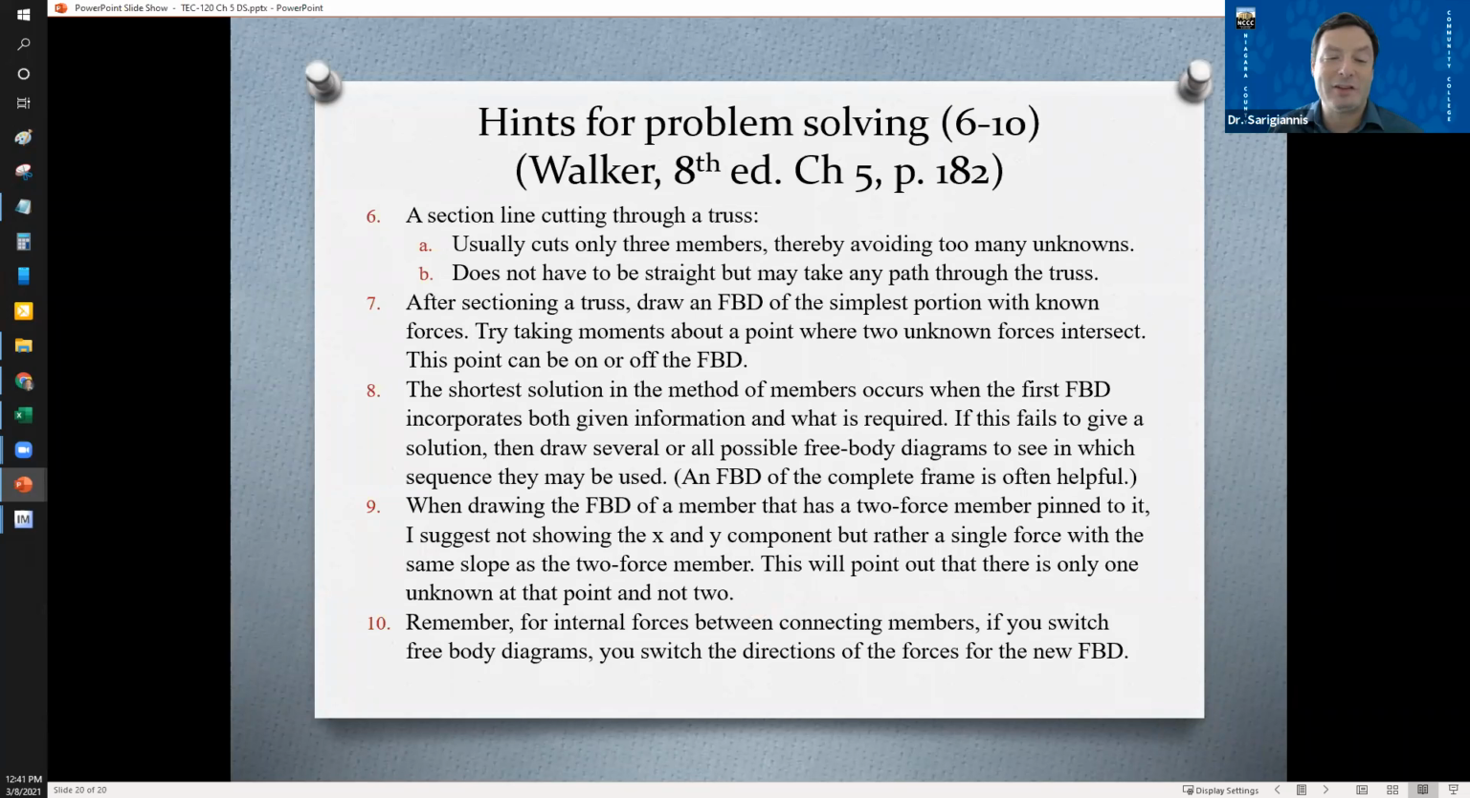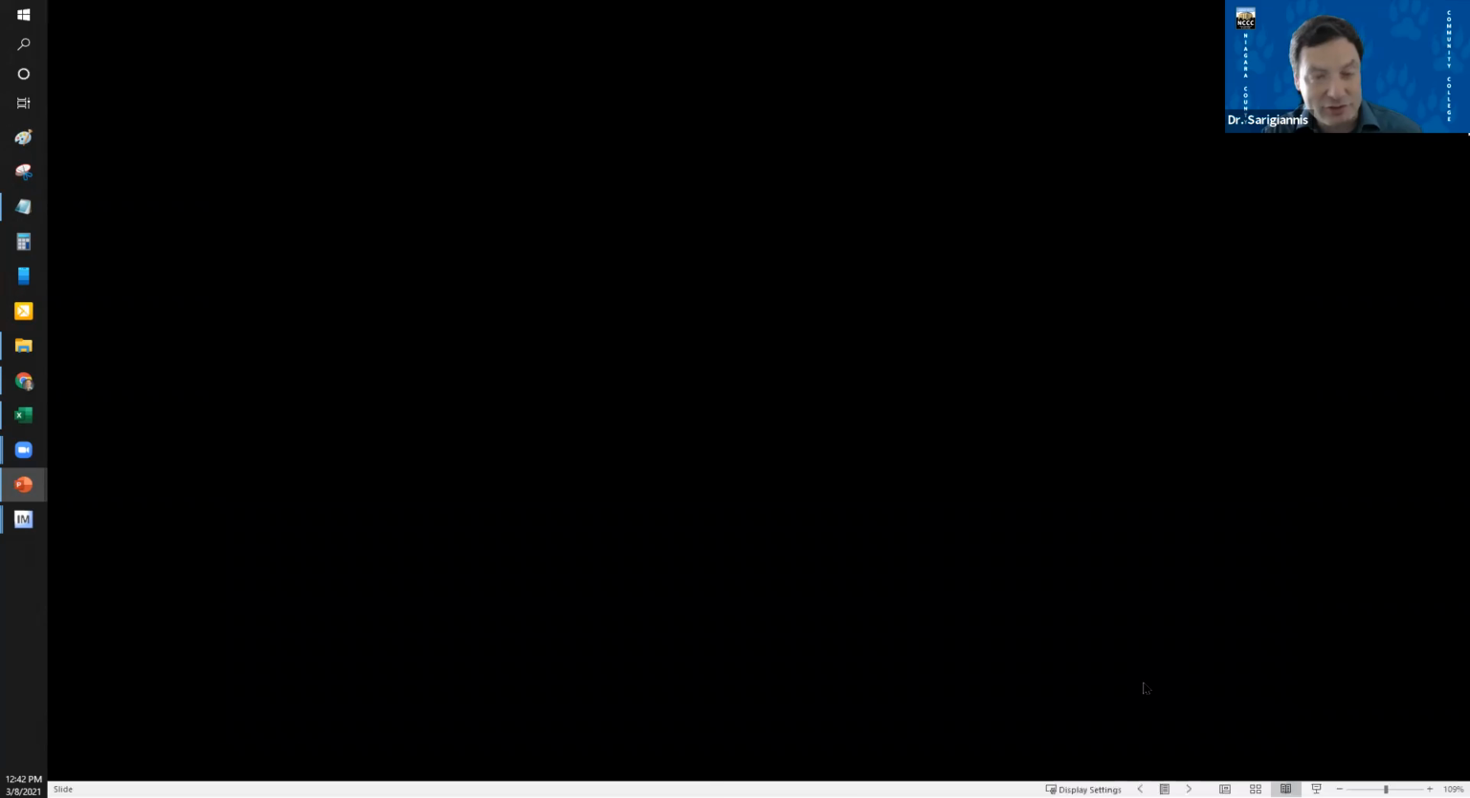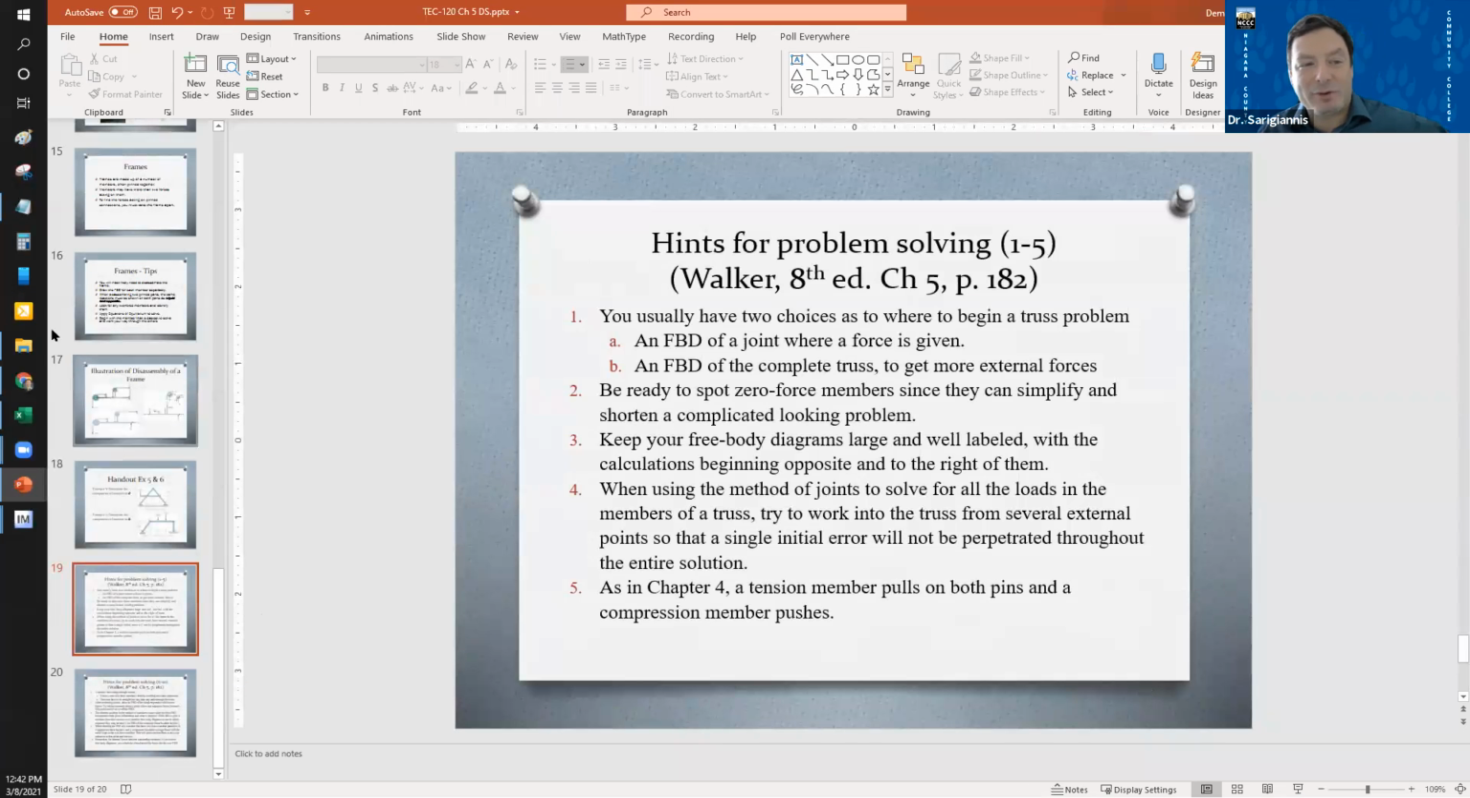And then remember this is critical: for internal forces between connecting members, if you switch free body diagrams, you switch the direction of the forces for the new free body diagram, because you're going from one component to the other. The components are acting on each other, equal and opposite. So yeah, that's chapter 5.